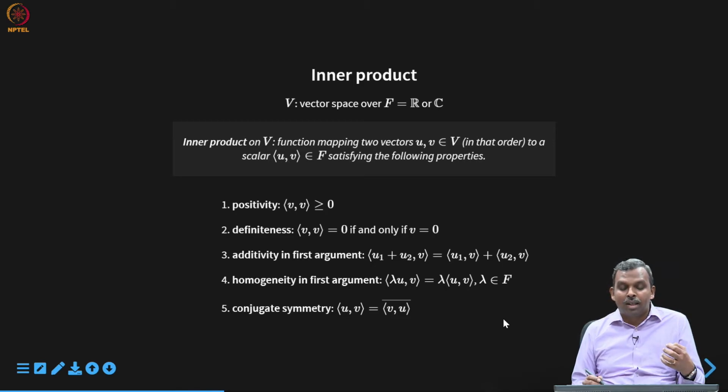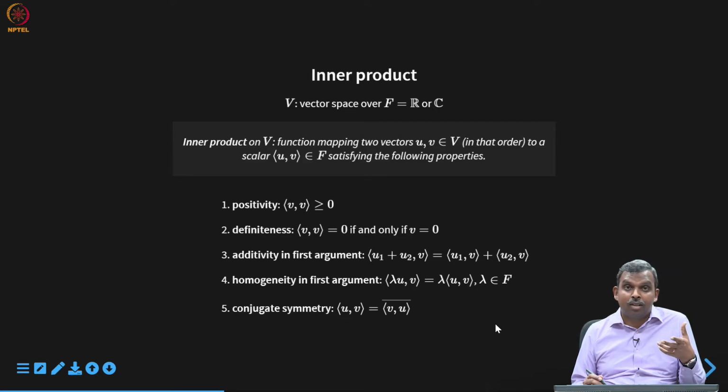Now if I give you any function that maps two vectors to a scalar, you should be able to apply these rules and decide whether or not it's a valid inner product. I'll put out a function which takes two vectors as input and gives out a scalar as output. You have to be able to check whether it's a valid inner product. That's one of the first outcomes that you should have from this lecture.